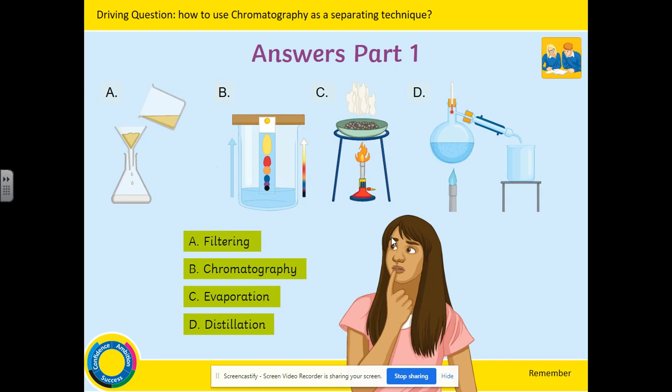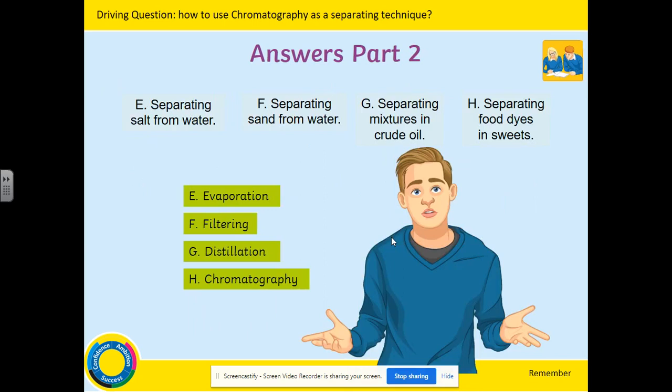Welcome back. The answers are for A, filtering or filtration, B, chromatography, C, evaporation, and D, distillation. Answers part 2. Separating salt from water, we would use evaporation because the water will evaporate, leaving the formed crystals behind. Separating sand from water will use filtering or filtration because the water will pass through the filter paper, only leaving the sand or residue in the paper.